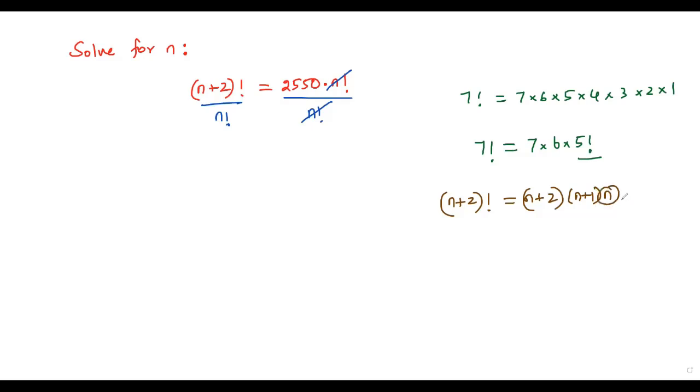Since I stop in the middle, I have to take factorial over there. So n plus 2 factorial can be written as n plus 2 times n plus 1 times n factorial. The same thing we can write over here for this n plus 2 factorial.